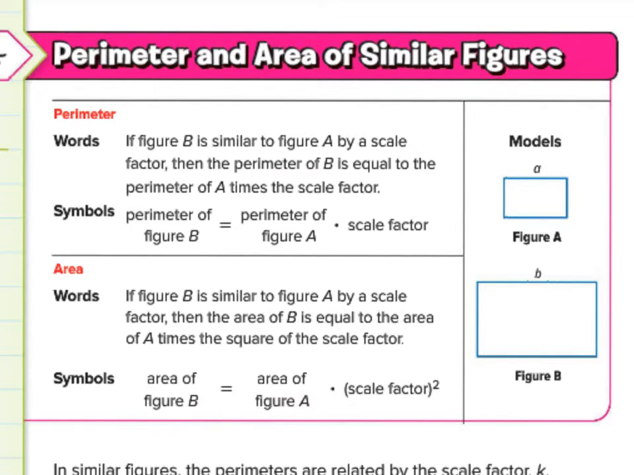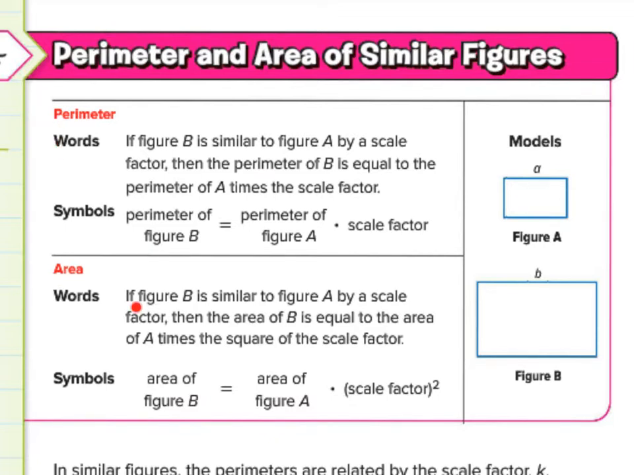So symbols. Perimeter of figure B is equal to perimeter of figure A times the scale factor. Okay, so you would multiply it and you would get that. So in order to go from A to B, we have to multiply A times the scale factor, and it gives us B. Okay, that's for perimeter.